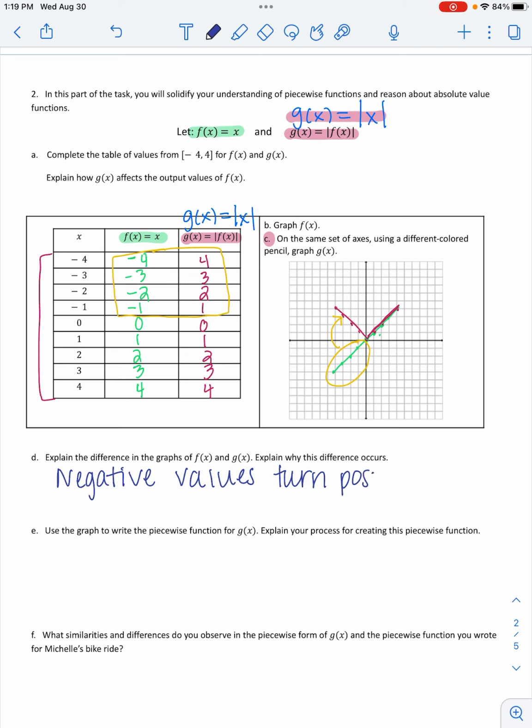In this case, all my negative output values turned positive. So it created that reflection. Okay, it created this reflection. If you use the x-axis as a line of symmetry, it created a reflection across the x-axis.